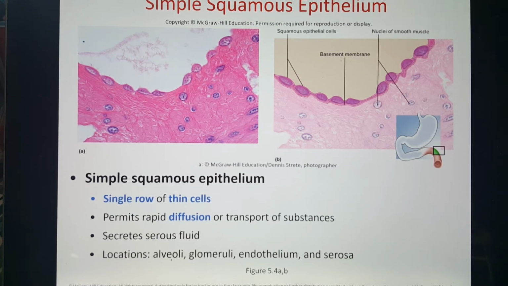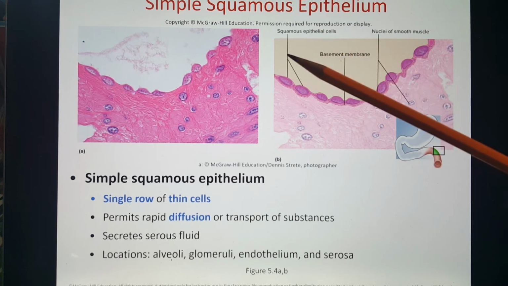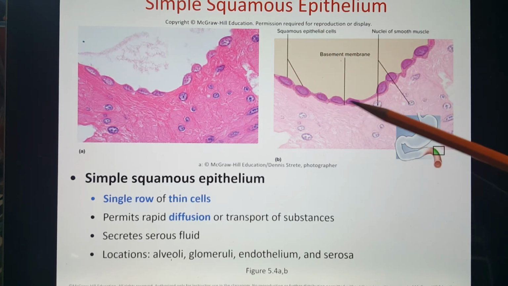So again, simple squamous epithelial tissue. So here's our basement membrane. One row of cells, so it's simple, and then squamous because it's that flat fried egg, sunny side up shape.